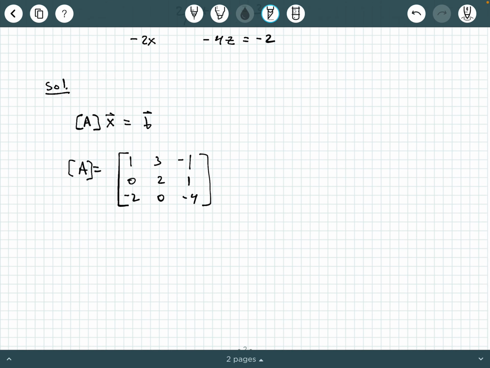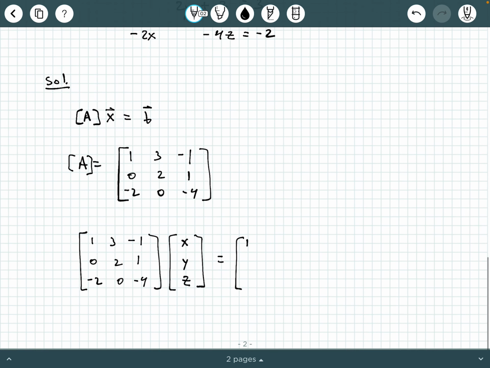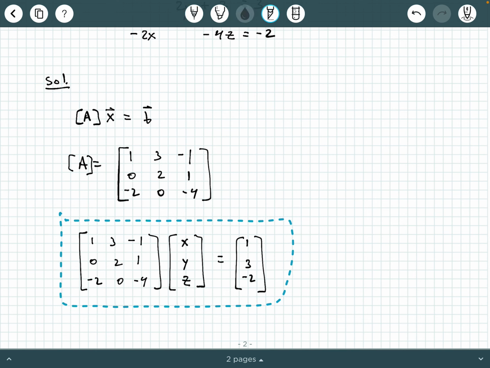And so as a matrix equation, I can write the following. I can write 1, 3, -1, 0, 2, 1, -2, 0, -4 times my column vector of variables. Remember, I have three variables now, x, y, and z, equals my column matrix of the constants on the right side of the equation, 1, 3, -2. And according to the directions, that's it. This is my answer. This is how I write that system of equations as a matrix equation, okay?